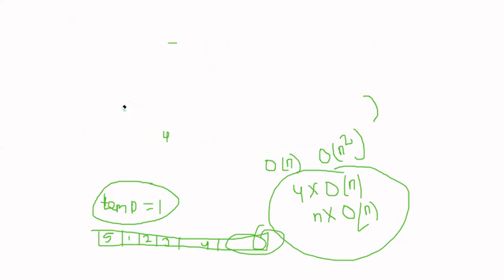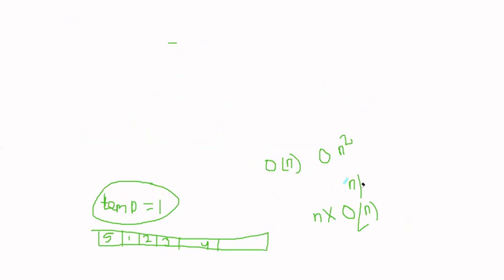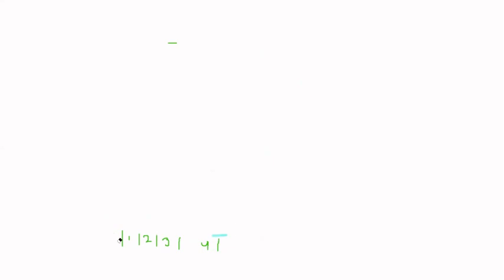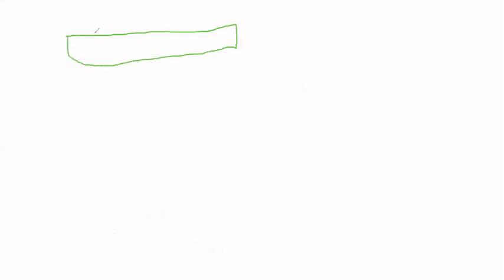Okay, let's try to erase this. Suppose we are given an array. Let's again take that array. Let's try to design a solution that takes less time than big O of n square. Suppose we are given an array of size 5 again.